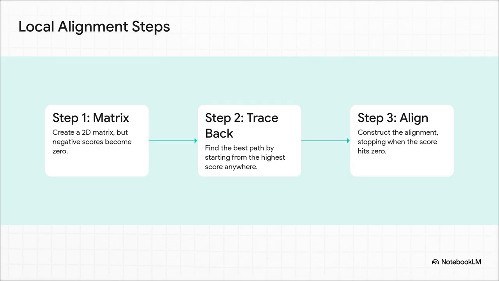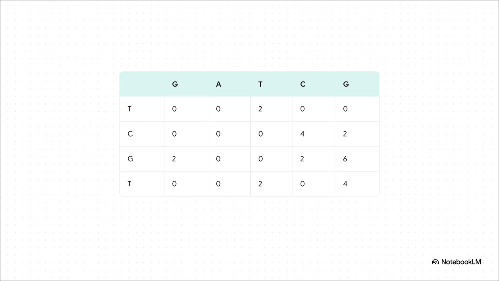And the process, it looks almost the same, right? Create a matrix, trace back, build the alignment. But, and this is a huge but, where you start that traceback changes absolutely everything. Okay, so here it is. This is the critical difference.